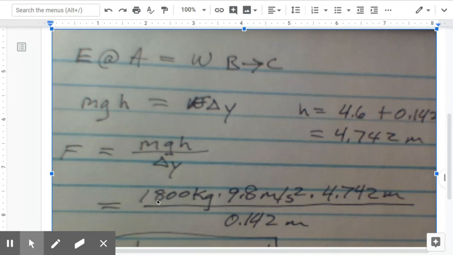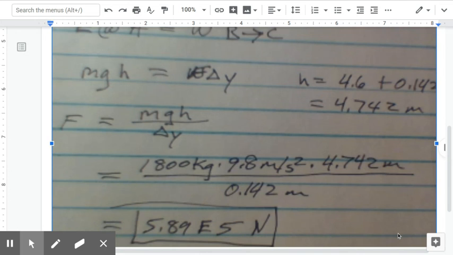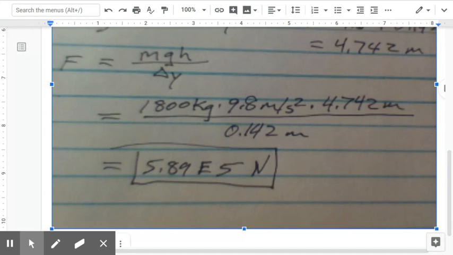So we just plug our numbers in: 1,800 times 9.8 times 4.742 divided by 0.142, and we end up getting 5.89 times 10 to the 5th newtons.